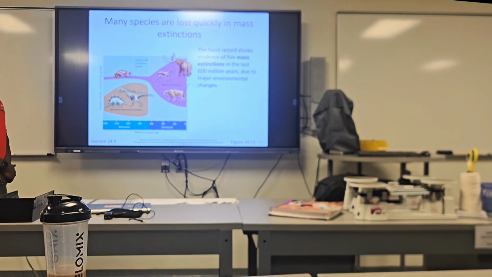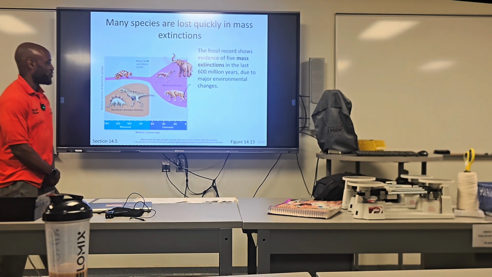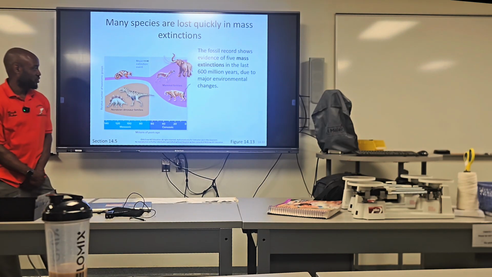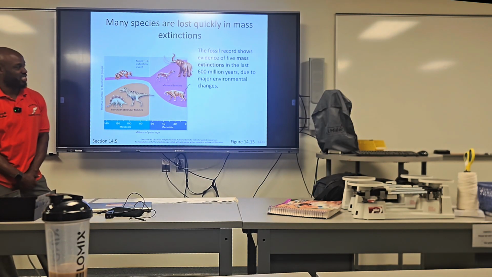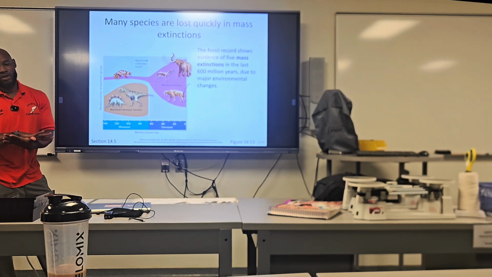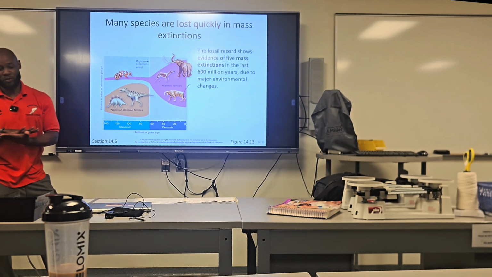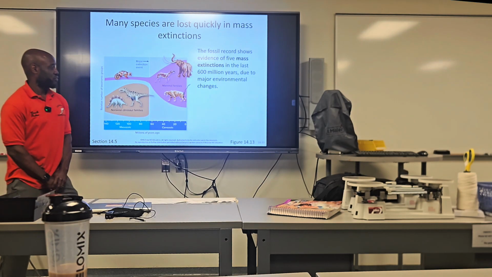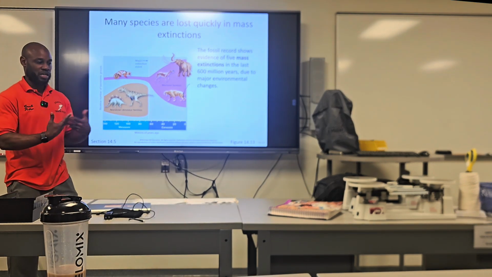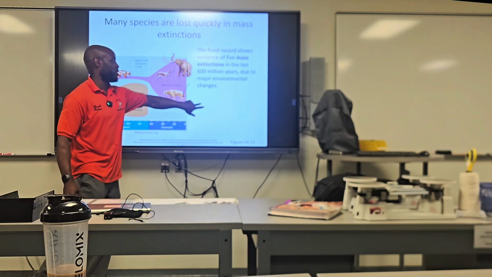Fossil record shows evidence of 5 mass extinctions in the last 600 million years due to major environmental changes, okay? So they believe there's been mass extinction. So the environment changed, therefore some species could not survive. They were not fit enough to survive. They were not able to reproduce enough, and their offspring were not viable enough to survive the changes in the environment. Therefore, they became extinct.